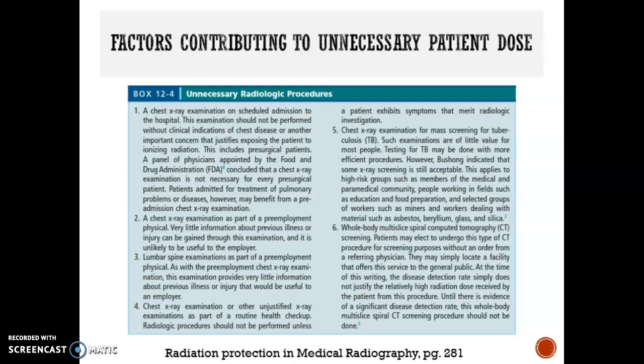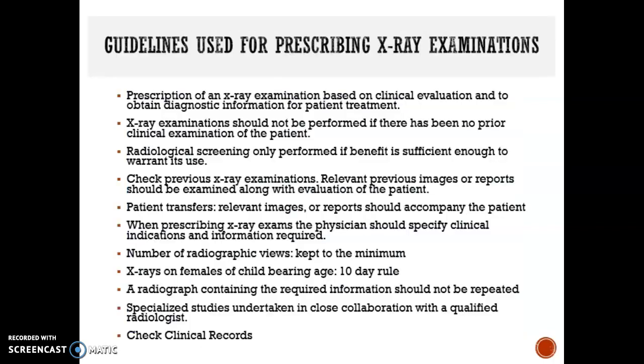If you look at number 6, it says that whole body multi-slice spiral CTs are often used for screening purposes, and patients may elect or choose to undergo this type of procedure for screening without an order from a referring physician, and this is simply unnecessary. As you know, CT doses are a lot higher than general X-ray, and for this reason, CT screening should not be done, unless, of course, there is a valid reason to do so.